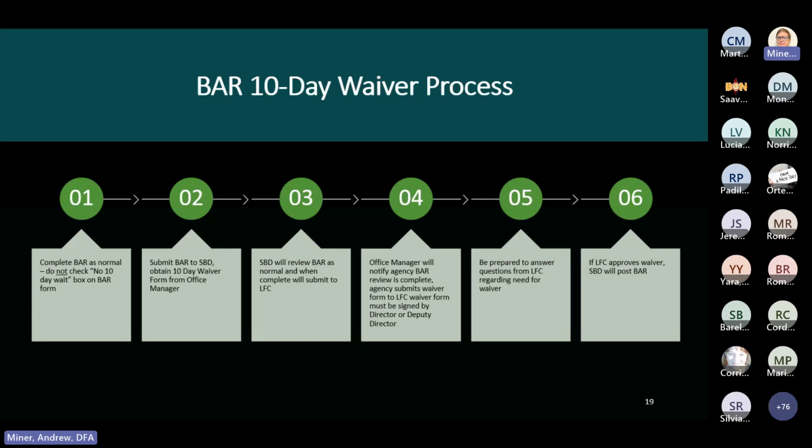You should be prepared, of course, to answer questions from the LFC, either regarding the bar's content or why you need to have this 10-day period waived. Okay, so keep that in mind. Be ready to answer those questions. And again, if they approve it, then we'll go ahead and post it as soon as we can. It should be that same day, unless it comes in at 4:59 or something like that. But yeah, that's how it works.